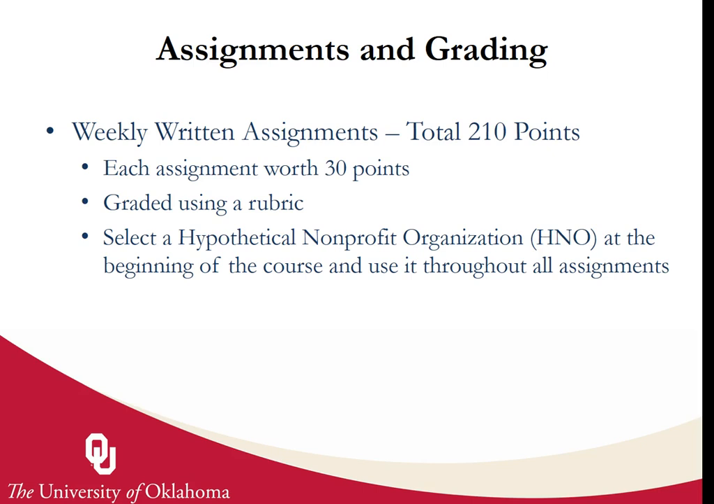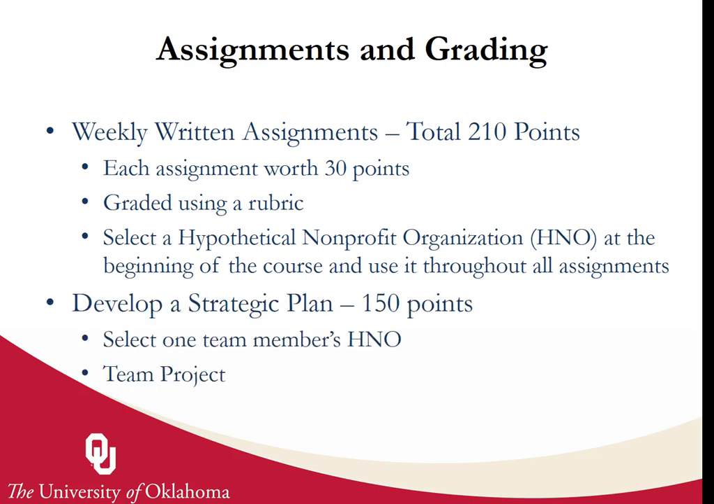At the beginning of the course, you will need to select a hypothetical nonprofit organization. We call it an H&O throughout the course. And that will be used throughout all the assignments. So this is, if you were to start an H&O, a nonprofit, you need to decide what you want that to be. The assignments will relate to that, and the strategic plan will relate to one of the H&Os that the team decide.